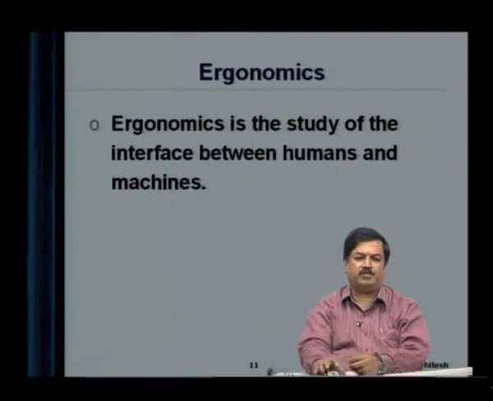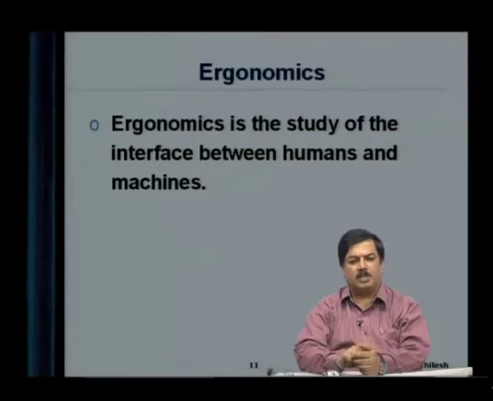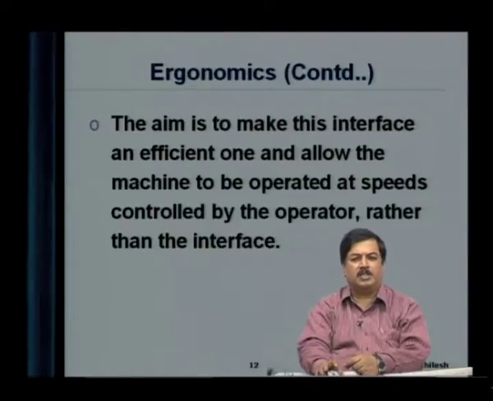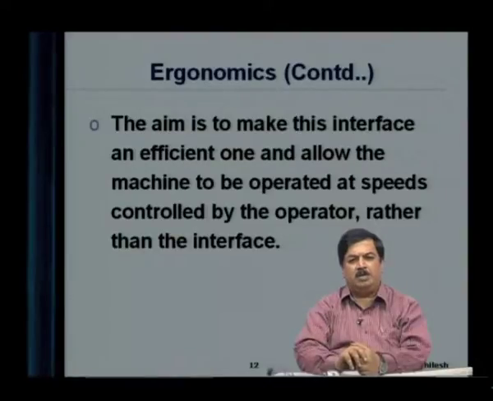If you see ergonomics, ergonomics in a simple fashion can be defined as the study of the interface between human beings and the machines. It is the interface of the man-machine systems. So the man-machine system interface has been explored and studied by ergonomics. The aim is to make this interface an efficient one and allow the machine to be operated at speeds controlled by the operator rather than by the interface itself.